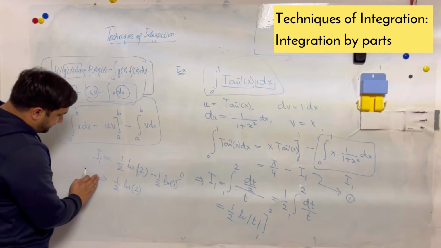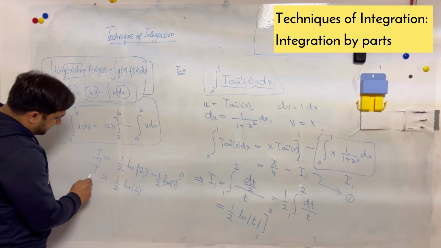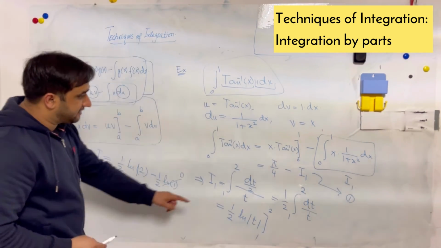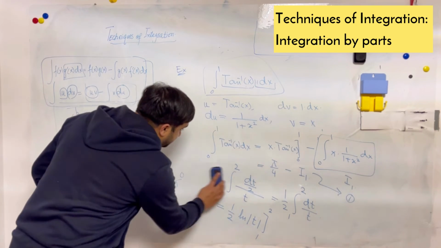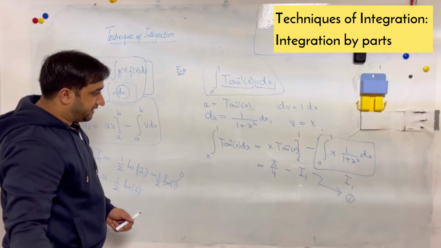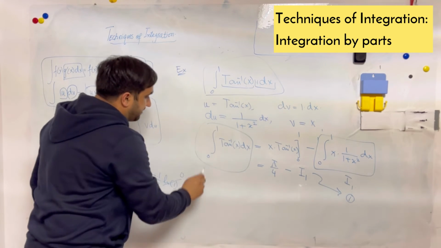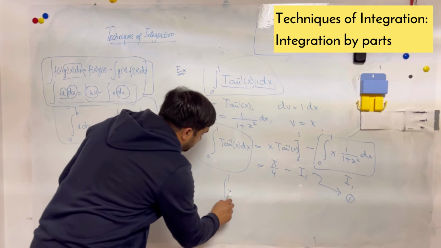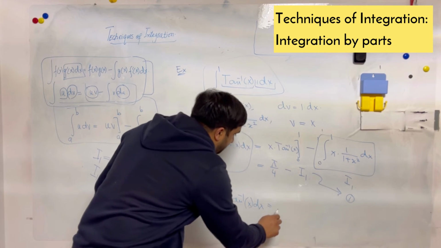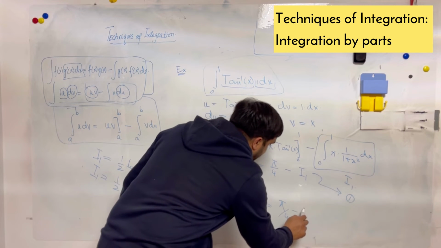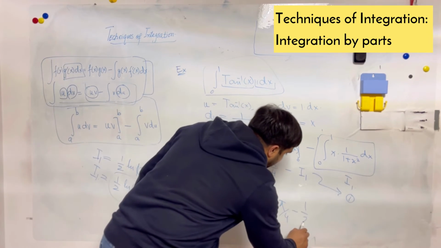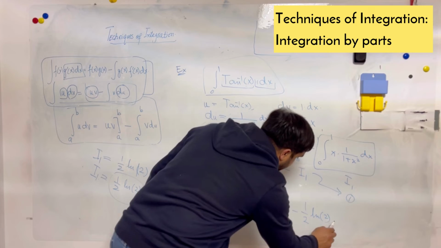See, this is the answer of the mini integral I1, which is here. So I can put this answer here. So my final answer will be, the final answer of this expression, integral 0 to 1 tan inverse x dx, is equal to pi by 4 minus I1, and I1 is 1 by 2 ln of 2.